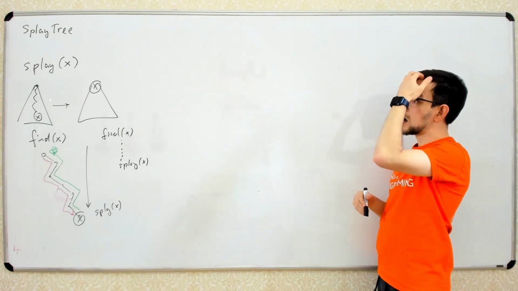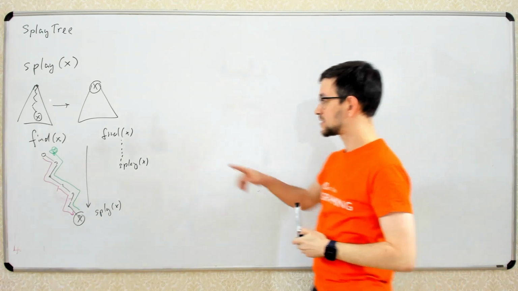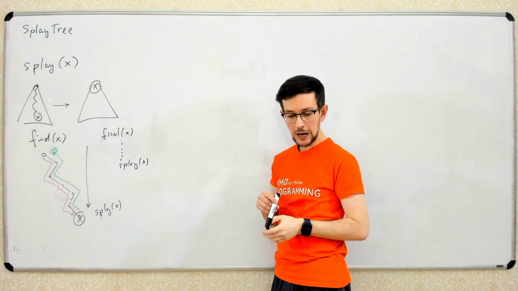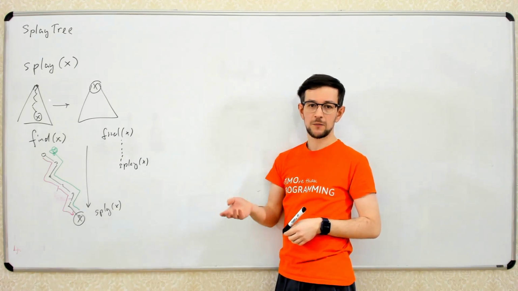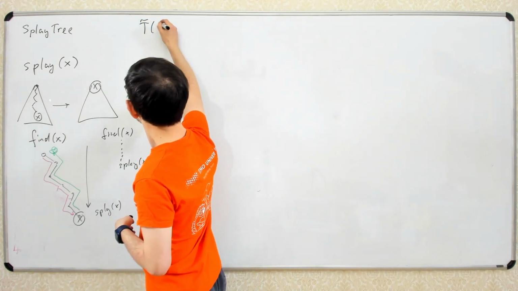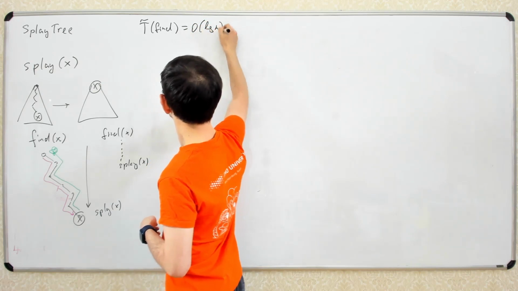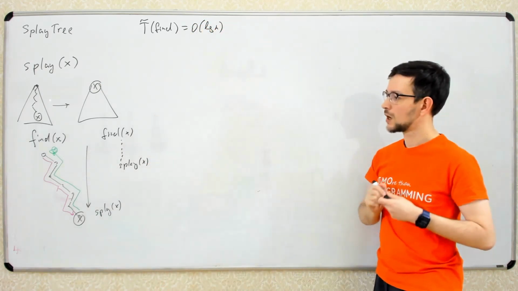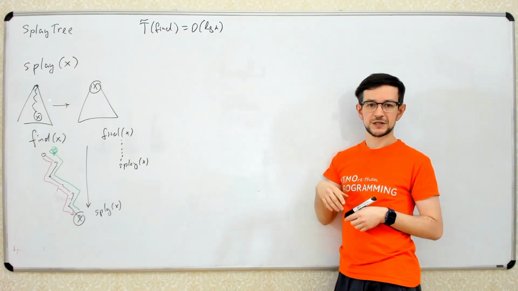Now, I will prove that the time complexity of all these operations is log n. That's not exactly right. I will prove that the amortized time complexity is log n. So, I will prove that the amortized time complexity of this find operation is log n. Now, let's remember what amortized time complexity is.